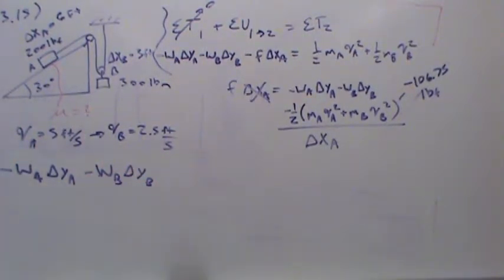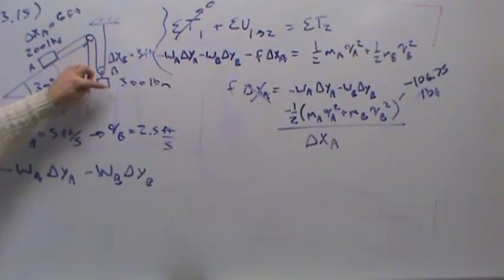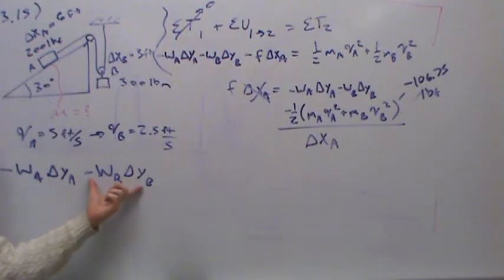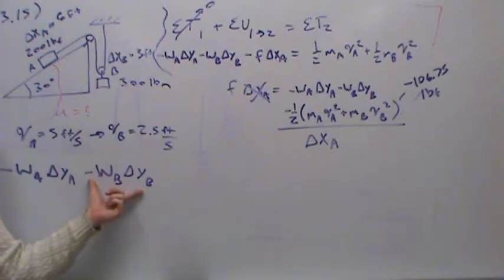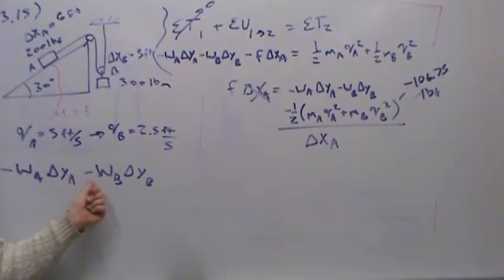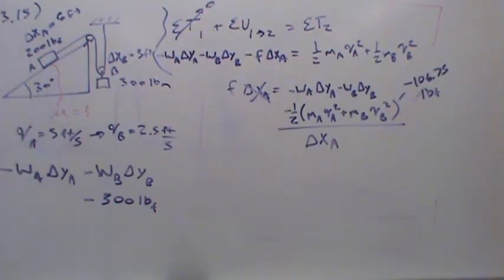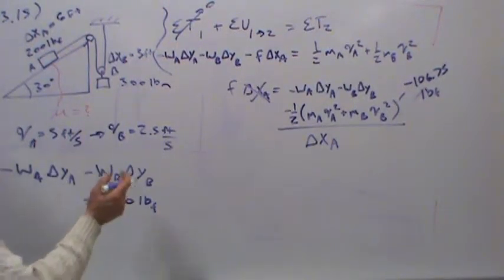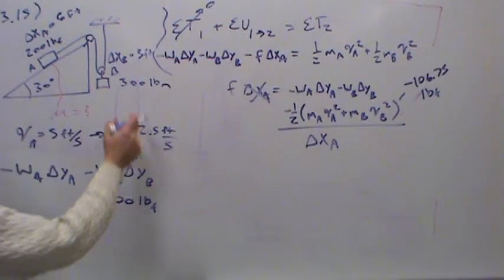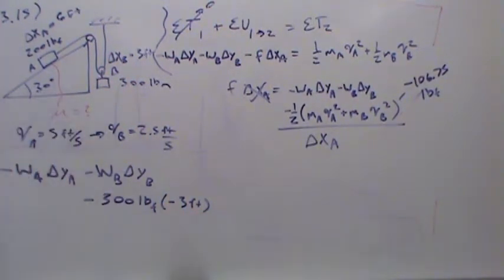Delta YB is pretty easy, right? Delta YB is negative 3 feet. Right? Now why is it negative? Because, be careful, this always includes a sign. It assumes that the positive direction is opposite of gravity. And that's why this negative sign is here. So the second piece is pretty easy. The weight of B is 300 pounds force, because 300 pounds mass would weigh 300 pounds force on Earth, multiplied by delta YB, but delta YB is going to be a negative 3 feet.